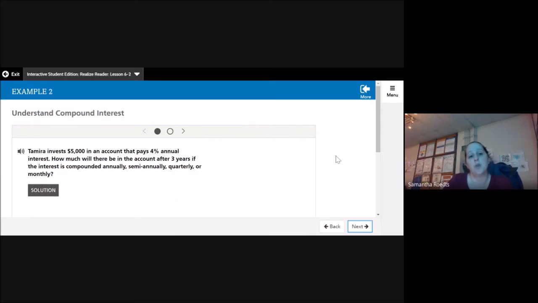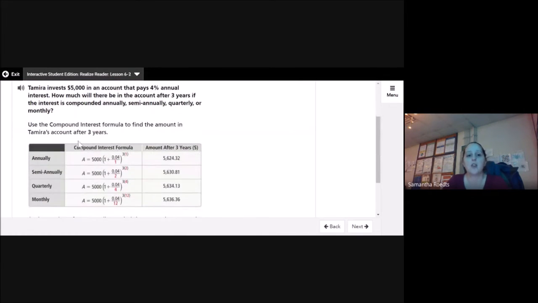All right, so example 2, understand compound interest. Tamira invests $5,000 in an account that pays 4% annual interest. So annual, so 1 per year, 4%. Okay. Principal is $5,000. How much will there be in the account after 3 years? If the interest is compounded annually, semi-annually, quarterly, or monthly. Okay. So I use the compound interest formula to find the amount of Tamira's account after 3 years.